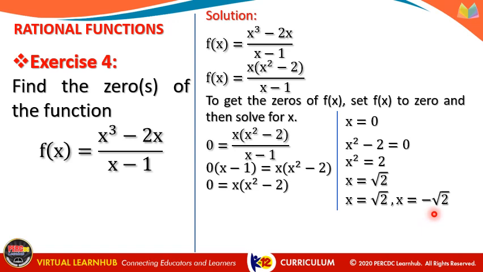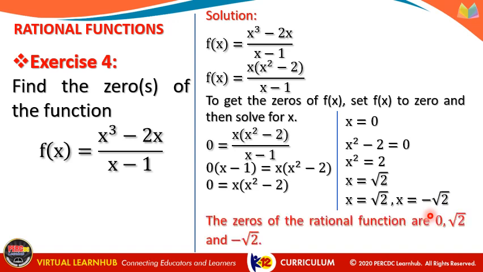Therefore, the roots or zeros of our rational function are 0, positive square root of 2, and negative square root of 2. Again, if pwedeng i-factor out yung numerator or yung denominator, i-factor out nyo muna. If may mag-cancel out, edi i-cancel out mo sila.